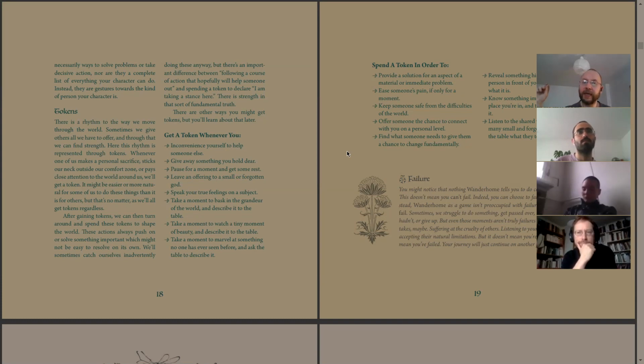Now, why would you get a token? What would be the desire? It's because there's the spend a token. Whenever you, for example, express something that you think is the solution for an aspect of a material or immediate problem, if you spend a token with it, it becomes more weighted. Others have to think of it as a solution. Or if it's about keeping someone safe from the difficulties of the world, it means that the world has less power because you put a token in it.